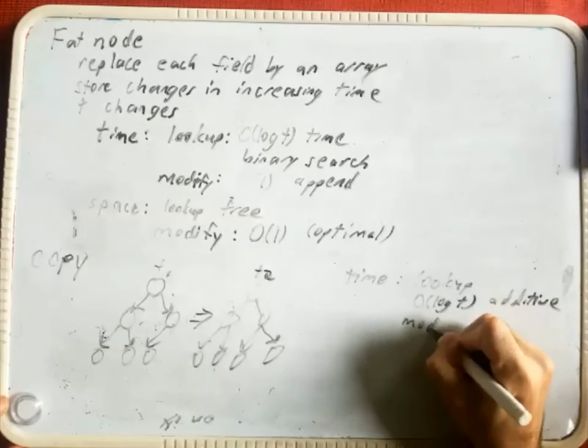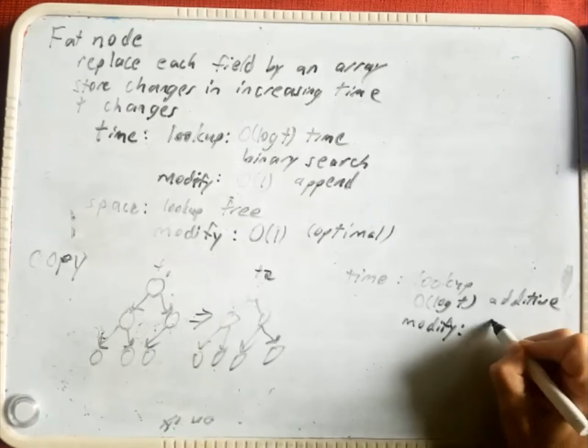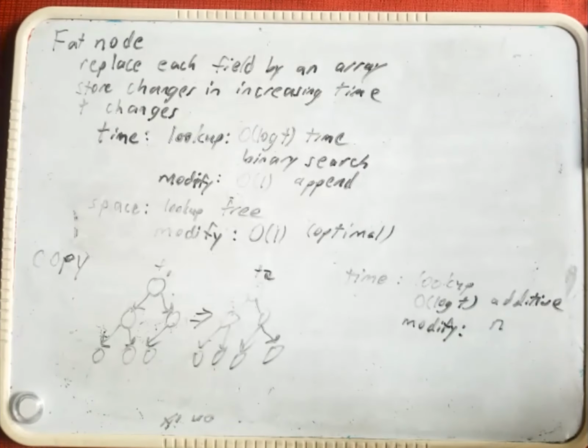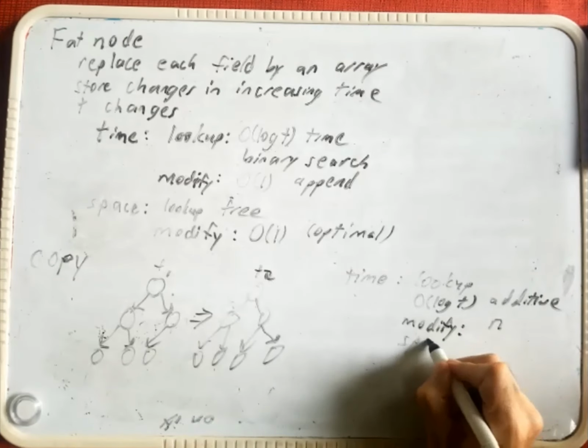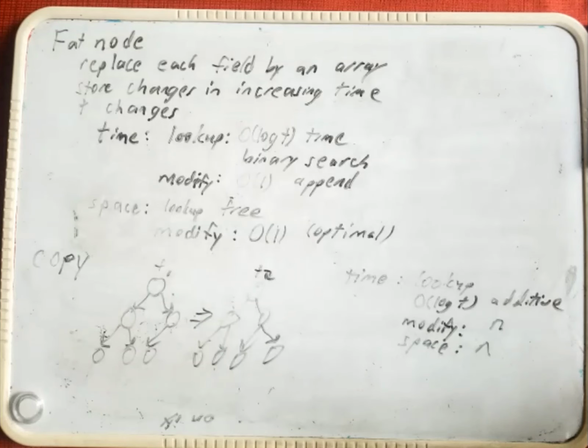What's the modify cost though? Well, it's pretty terrible, right? If I have a size n data structure, then I have to copy the whole thing. And that's going to cost n. So it's going to be very expensive to modify. And the space cost is also going to be really huge. I'm generating a whole new data structure for each modification.